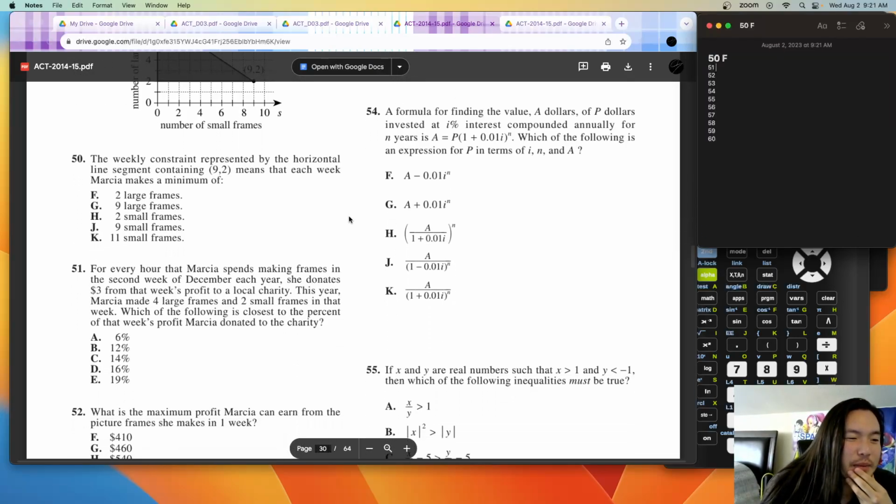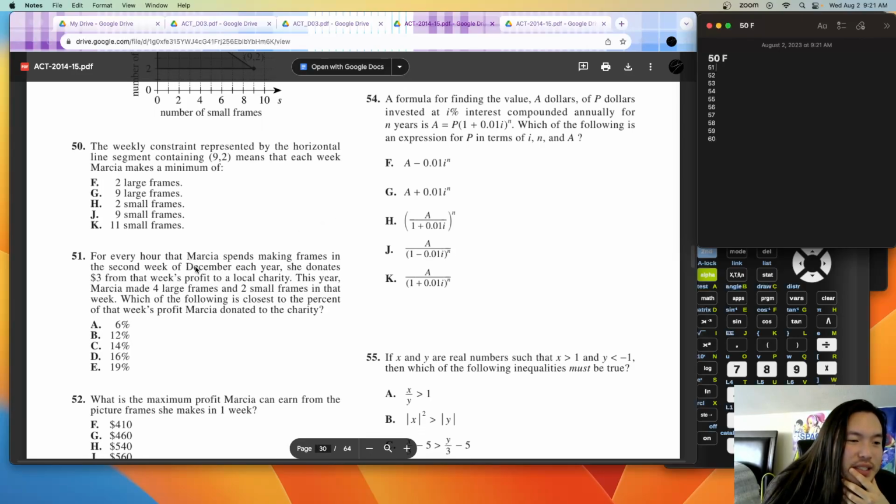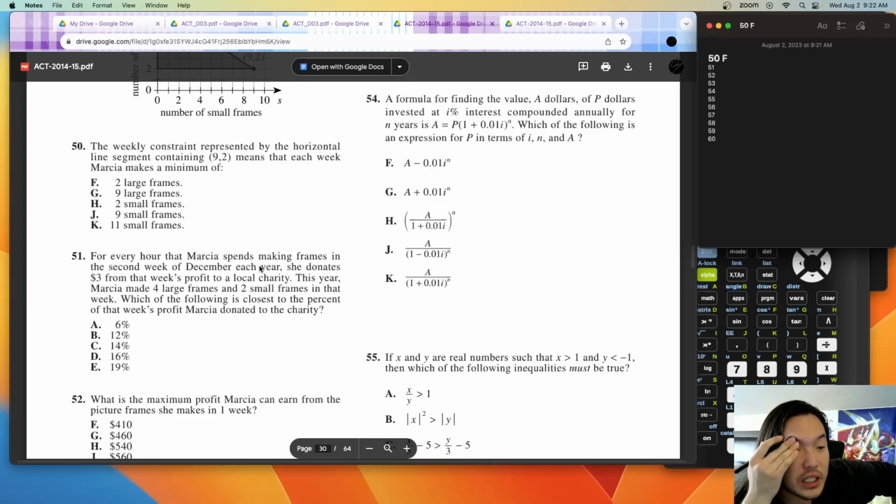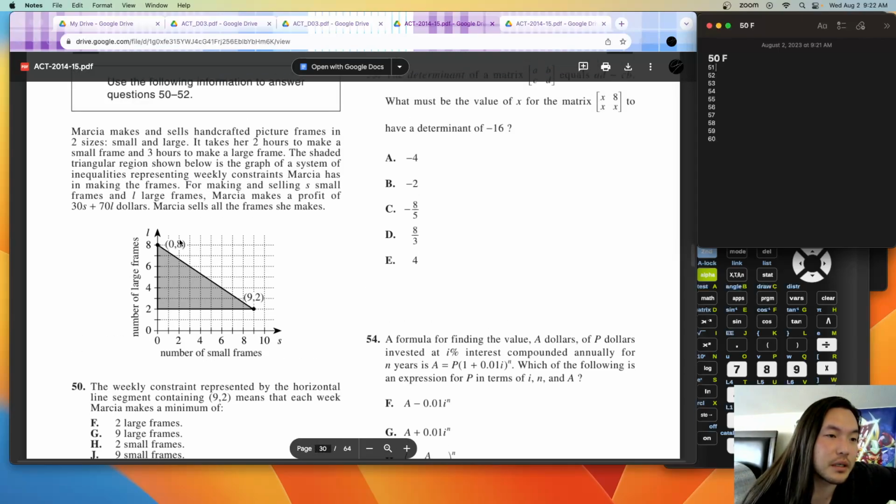51. For every hour that Marcia spends making frames in the second week of December each year, she donates $3 of the week's profit to a local charity. This year, Marcia made 4 large frames and 2 small frames in that week. Which of the following is closest to the percentage of the week's profit that Marcia donated to charity? For every hour she donates $3. How many hours did she work?